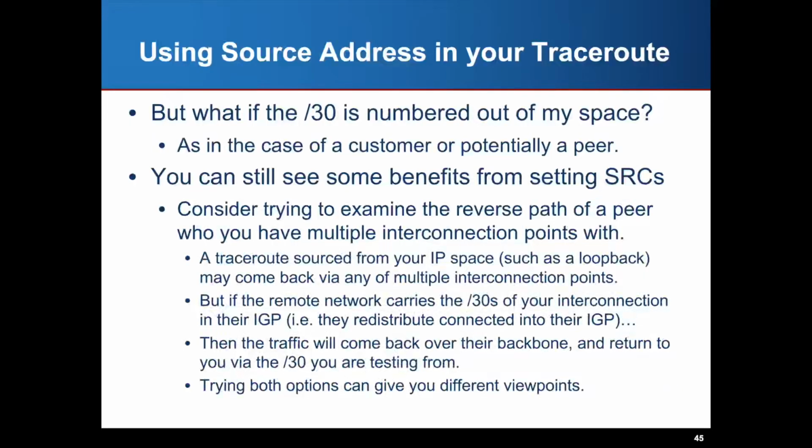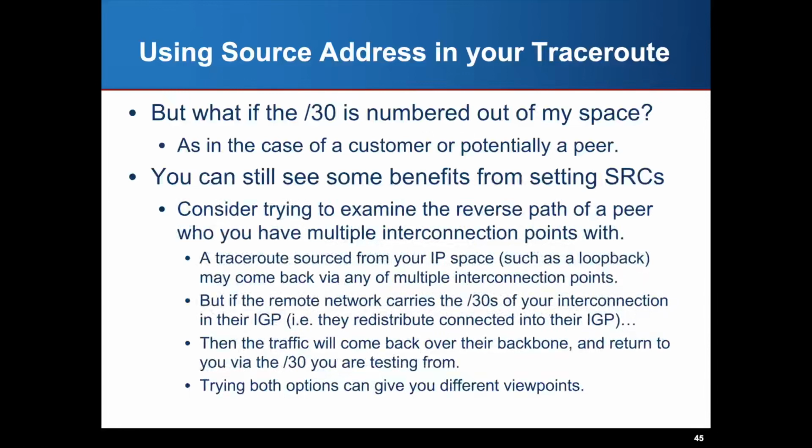So what happens if the /30 is numbered out of my space? In the case you're a customer or potentially a peer, you can still benefit from setting source addresses. Consider that you're trying to examine the reverse path of a peer who you have multiple interconnection points with. You can set the traceroute source to your IP address, such as your loopback, and then you can set it to the /30. And what you'll see in a lot of networks that are out there is they carry those /30s either in their IGP or in BGP preference higher, such that that will trump the normal interconnection policy. So you can see if the traffic comes back over their backbone versus the interconnection point and the other network's backbone, it can give you different viewpoints.